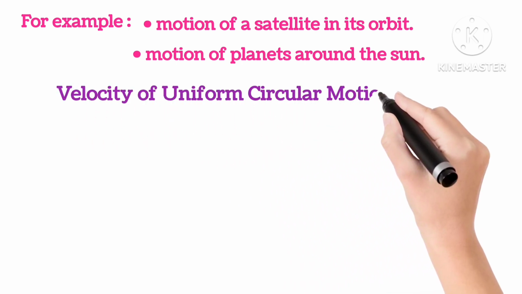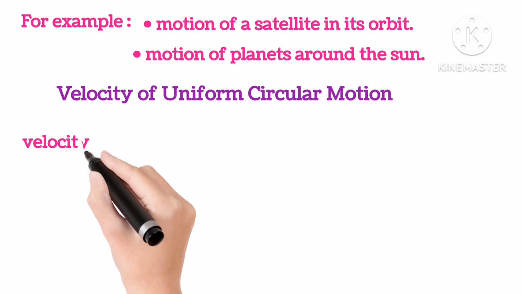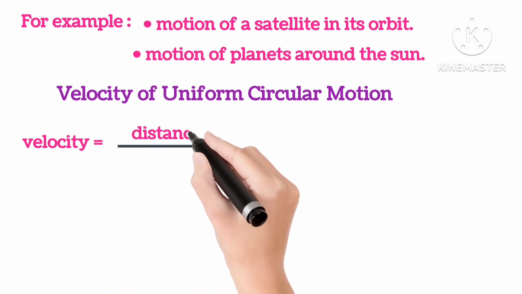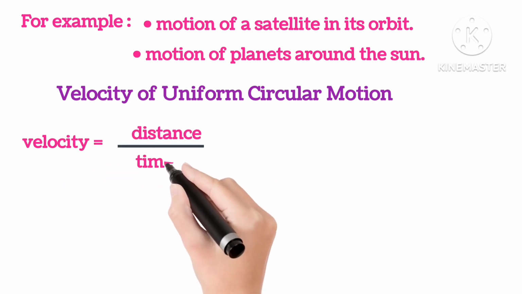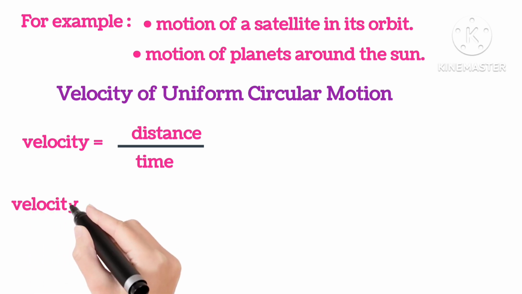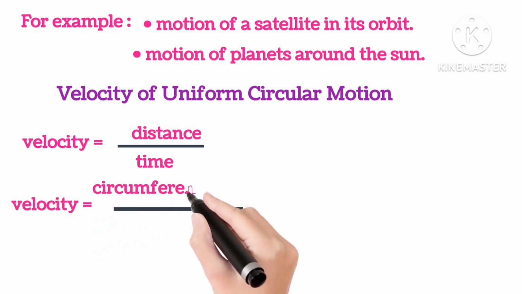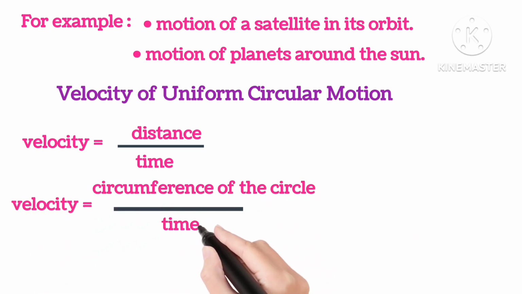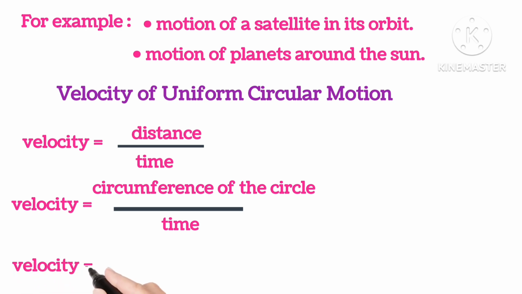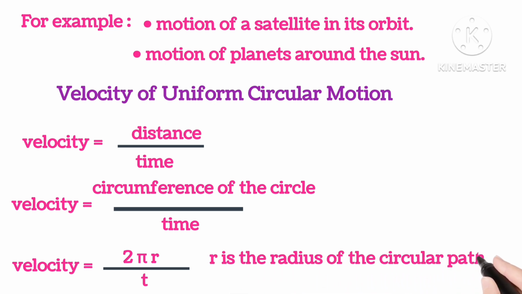Velocity of uniform circular motion. Velocity is equal to distance upon time. Here the distance is the circumference of the circle upon time. So now velocity will be 2 pi r upon t, where r is the radius of the circle.